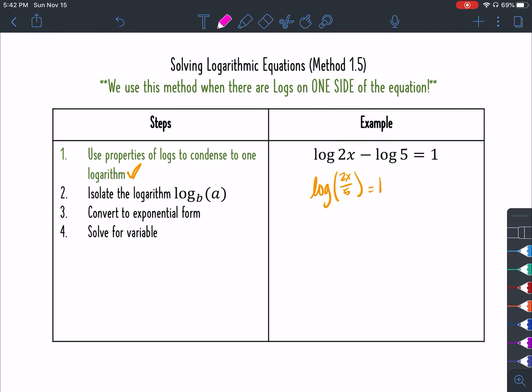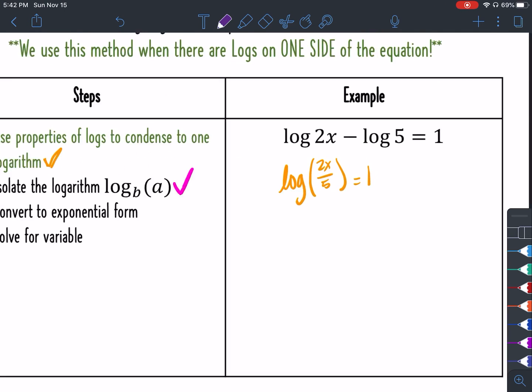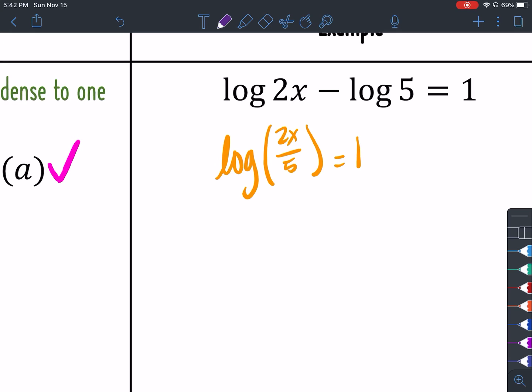Step 2 says isolate it. Well, luckily enough, I've actually already isolated. There isn't anything else I need to do here. Step 3 then says go ahead and convert it into that exponential form. Once again, using a little bit of prior knowledge here, I know that for the common log, the base is 10. So this is 10 to the first power equals 2x over 5.